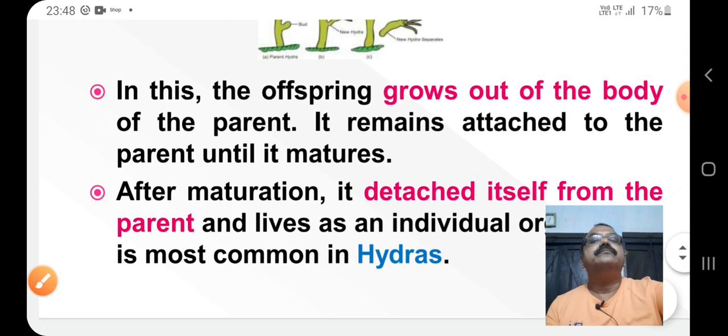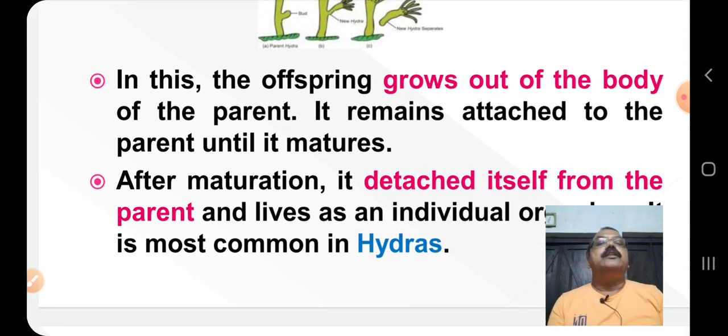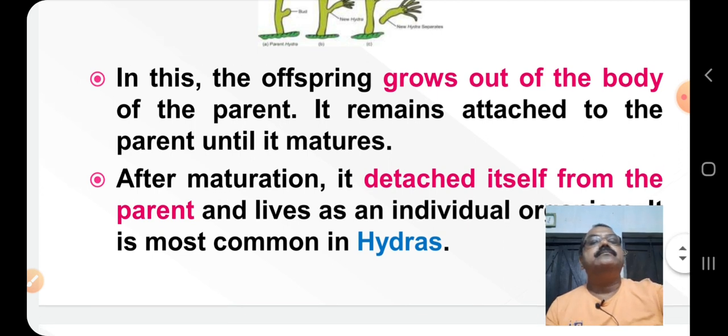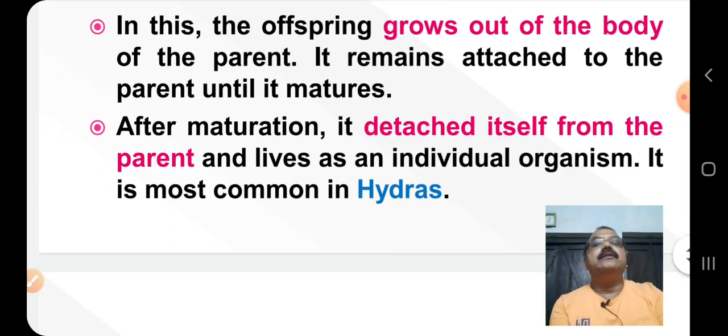In budding, the offspring grows out of the body of the parent. The offspring or buds are found attached to the parent until it matures. After maturation, the buds are detached from the parent body and live as an individual organism.